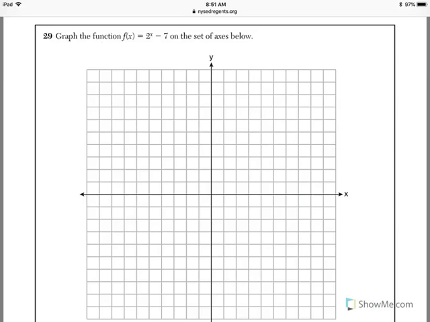29, we're going to graph the function f of x equals 2 to the power of x minus 7 on the set of axes below. Now, what I've mentioned before is that it's very helpful if you make a t-table, because if you mess up your graph but you have the correct table, you can still earn partial credit. So, if we type this into our graphing calculator and we look at certain values, let's just look at from -1 to 4.